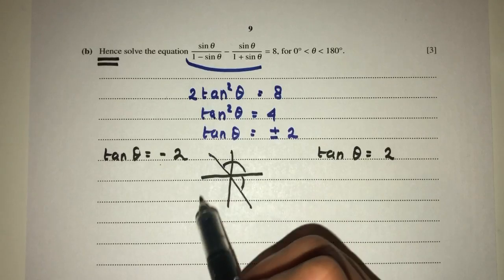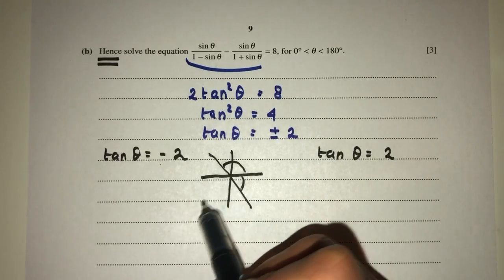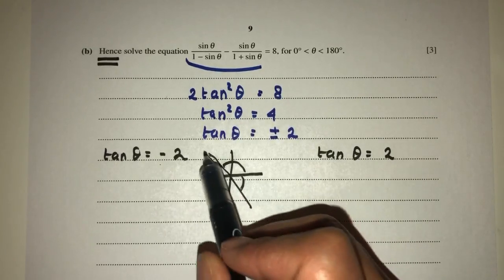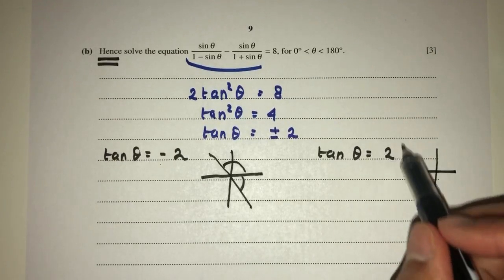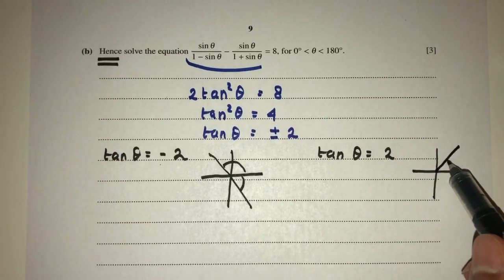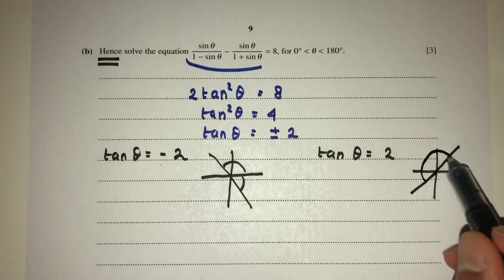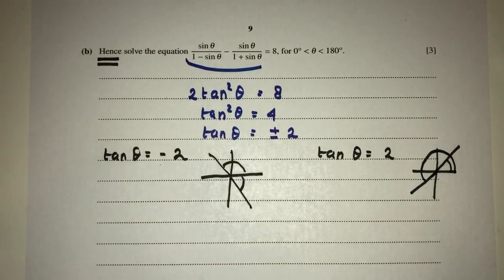This is the sign, this is tan. When tan is positive, it will be here, but when it is negative, it will be here and here. Now for this one, it is positive, so it is here and here for tan for this angle. So let's find the angle.